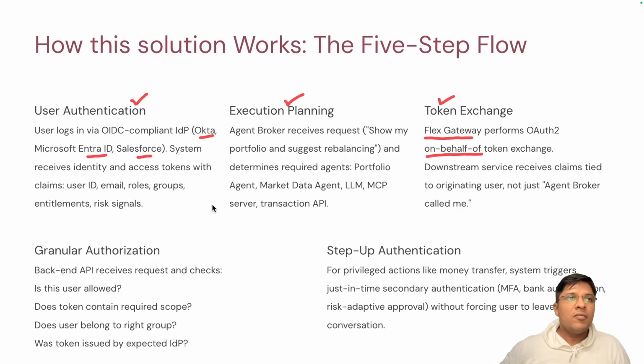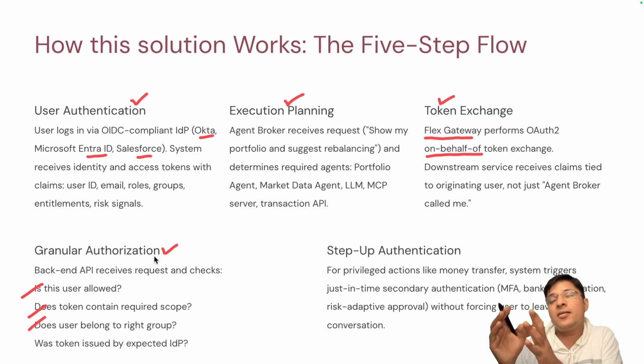Then there will be granular level authorization. So once the backend receives the request, along with that request, there will be one more piece of information called claims information. That claims information will have all the answers to these questions. Is this allowed? Does the token contain the required scopes? Does the user belong to the right group? Was this token issued by the expected IDP? All these answers will be there along with the received request.